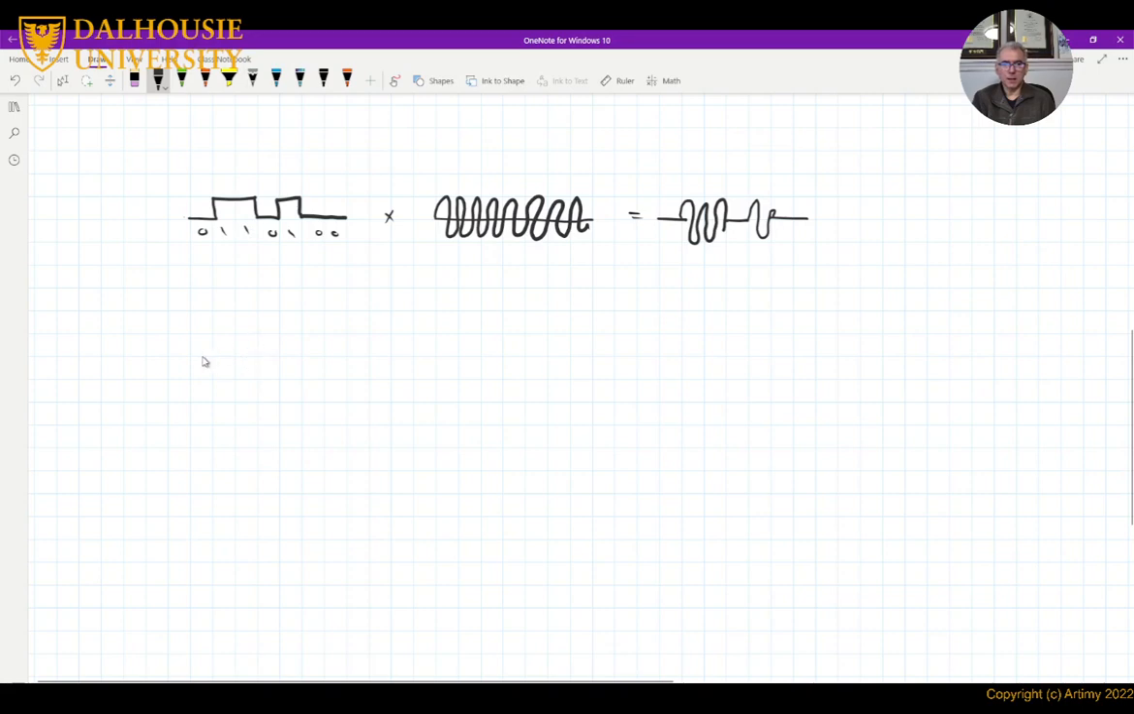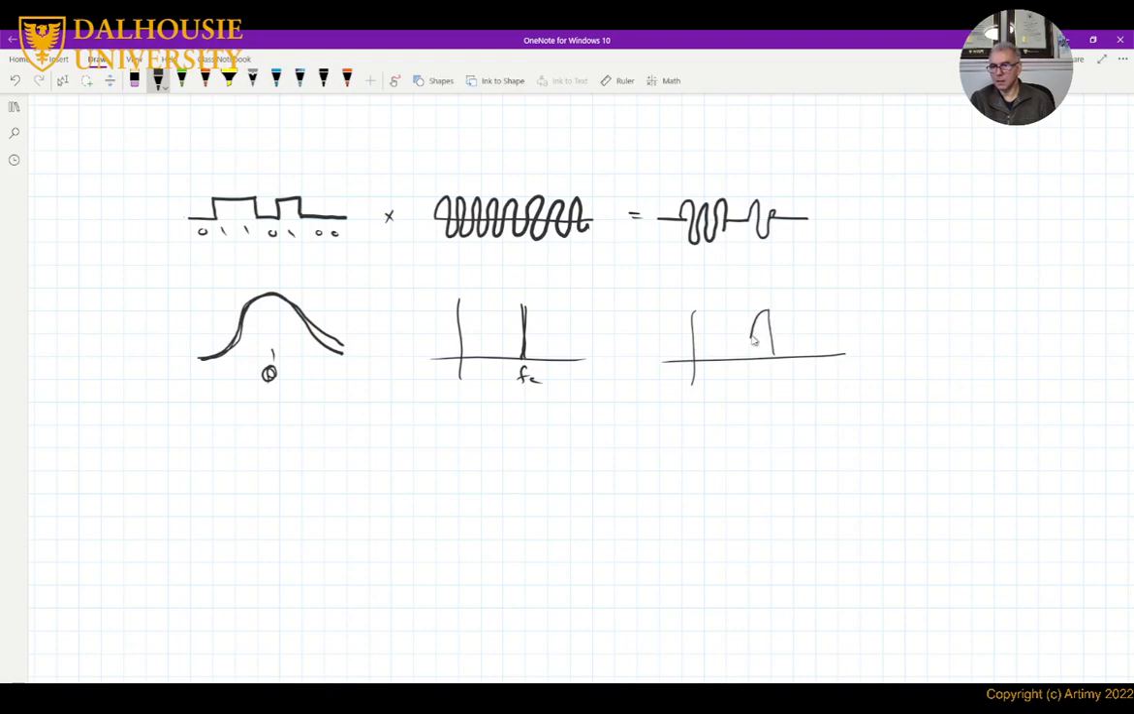So if this was the spectrum of the signal centered around zero, and the sine wave has a spectrum of one pulse, right? One pulse only. It's not a range like this one, but one pulse only. If I multiply them like this, what I will get is something centered around FC, the carrier frequency, instead of around zero as before.